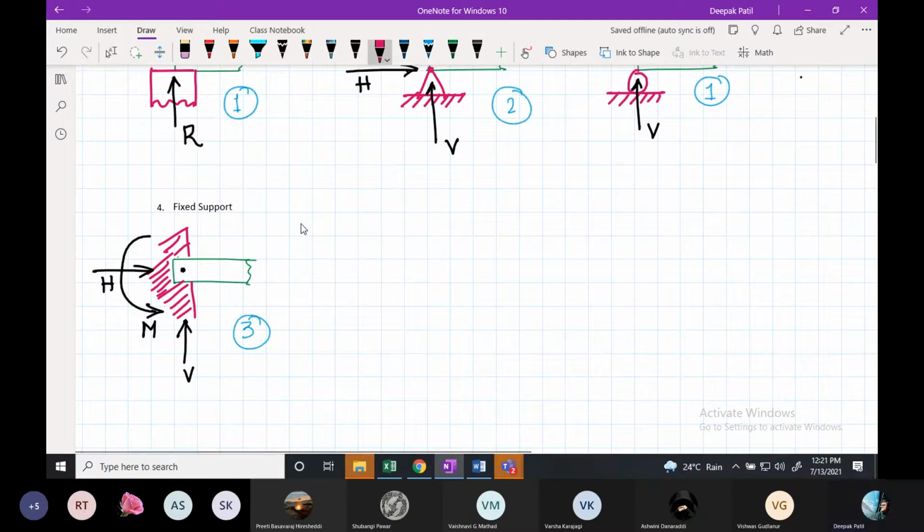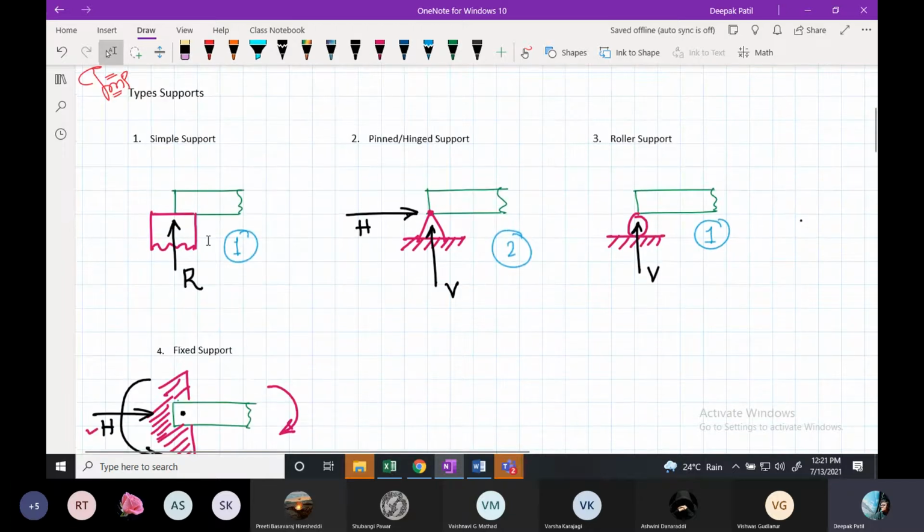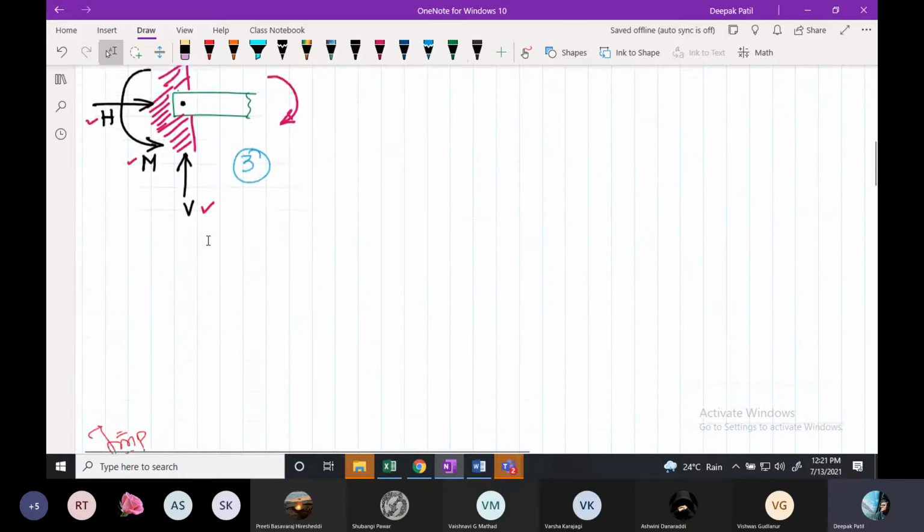The beam cannot rotate in this direction also. Hence, there will be a reaction, which will be in a moment form. The beam cannot move in vertical direction, that's why we have a vertical reaction. The beam cannot move in horizontal direction, that's why we have a horizontal reaction. Also, the beam cannot rotate about this support, hence we have this moment as one of the reactions. This is a very basic thing you have to understand in types of supports.